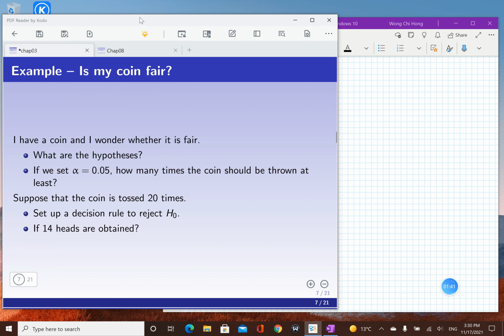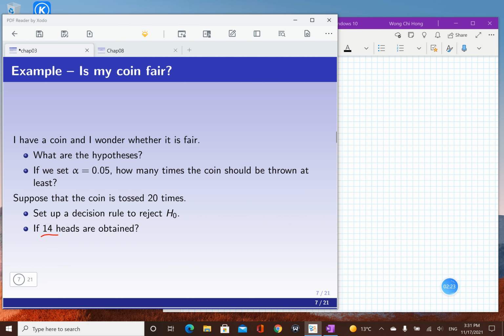We can't have too many hits, or too few hits. If we were to toss this coin, I don't know, like 20 times or 50 times or 100 times, we use this alpha value to write down critical values so that when eventually we perform our experiment and have the number of heads thrown, we can see whether it belongs to a critical region or not, and therefore we reject or do not reject our H0.